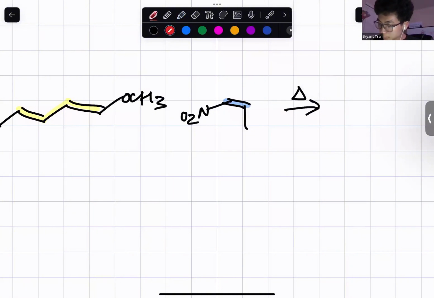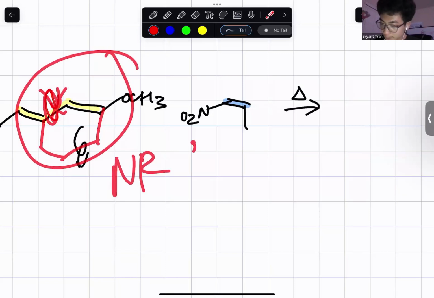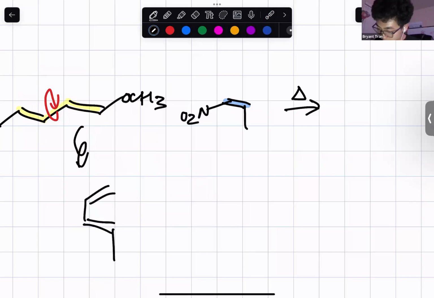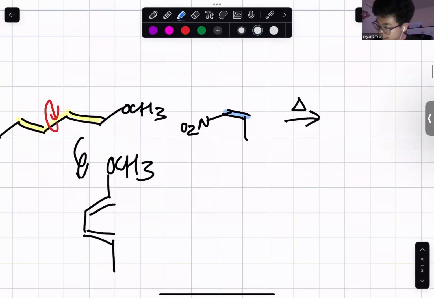So to convert this S-trans diene to the S-cis diene, we have to rotate this single bond right here. And we're able to do that because that's not part of a ring. If that single bond was part of a ring like that, we could not rotate it, and this diene could not do a reaction. There would be no Diels-Alder reaction here. But because this is not part of a ring, we can actually rotate that bond to create this S-cis diene right here.